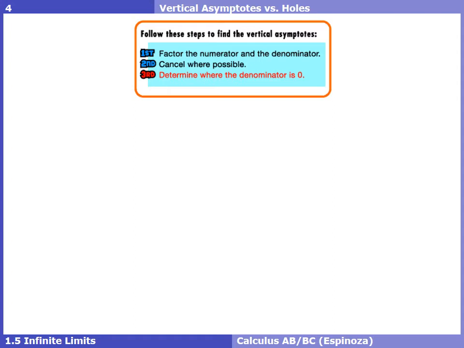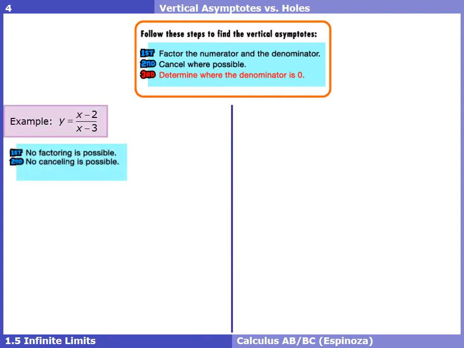So these are the 3 steps we're going to be using to find where vertical asymptotes are. First thing we're going to do is factor the numerator and denominator if possible. And then if they can be factored, or maybe the problem is already factored for you, we need to cancel something in the top and the bottom that matches. But the key here is we got to cancel factors. Be very careful that you're not canceling terms out. The third step is just to determine where the denominator is equal to 0, and that will be where we have a vertical asymptote.